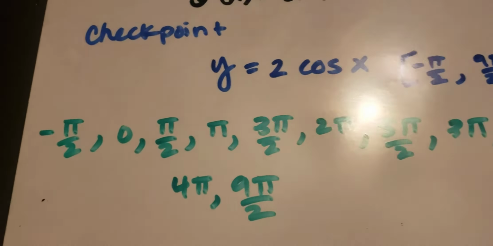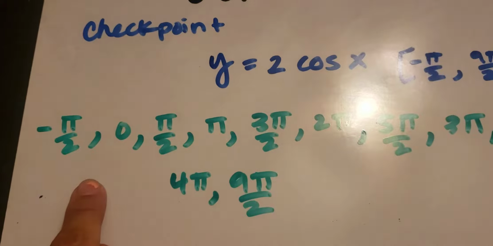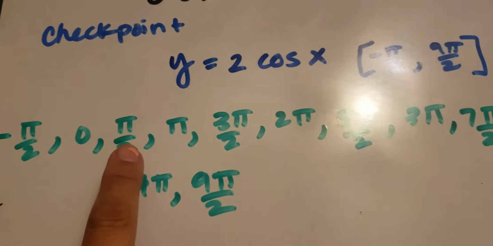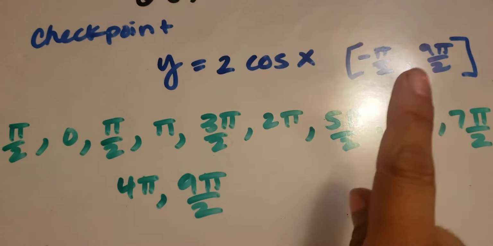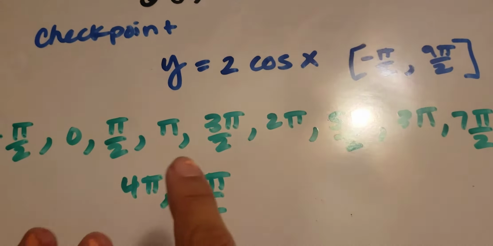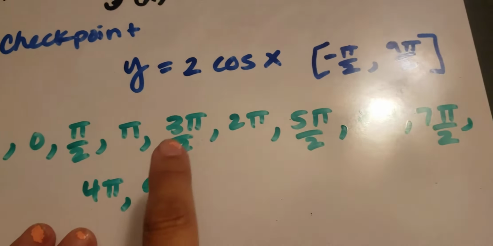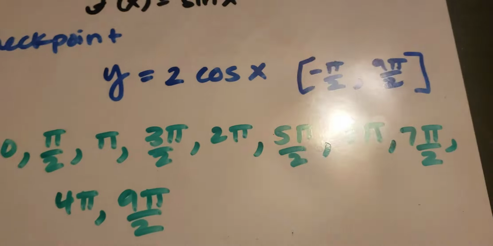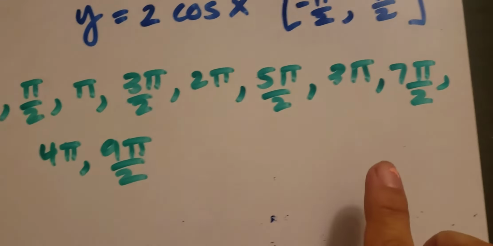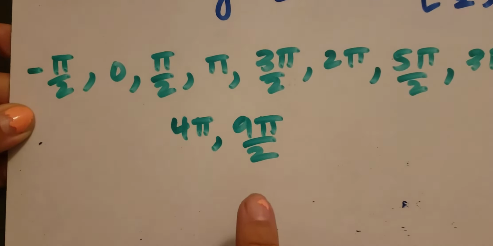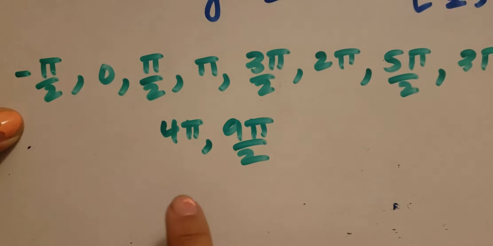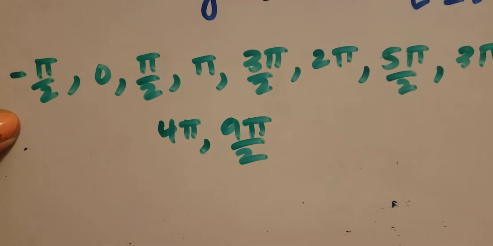All right, so once I cleaned it up, I ended up with negative pi over 2, 0, pi over 2. I could see the light kind of bouncing off and making a glare, but let me move it. Pi over 2, pi, 3 pi over 2, 2 pi, 5 pi over 2, 3 pi, 7 pi over 2, 4 pi, and 9 pi over 2. These are all the points that we're going to use for our graph.